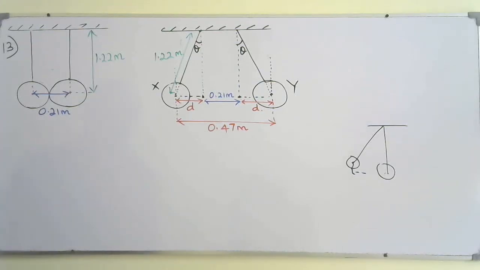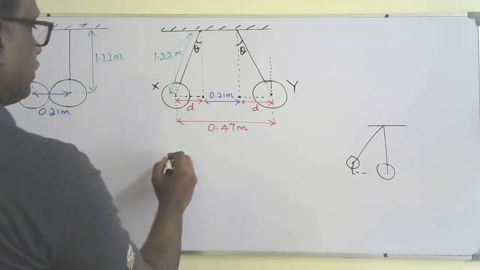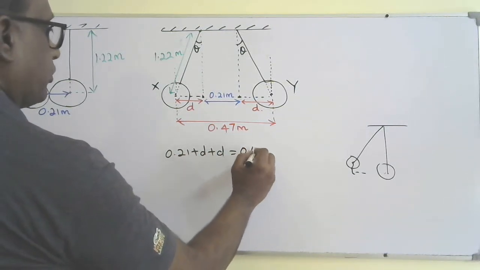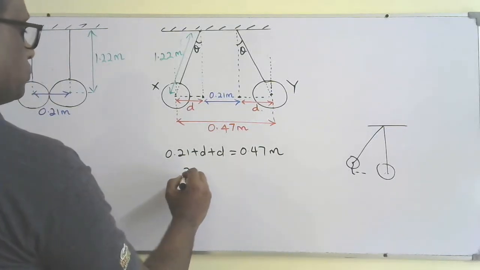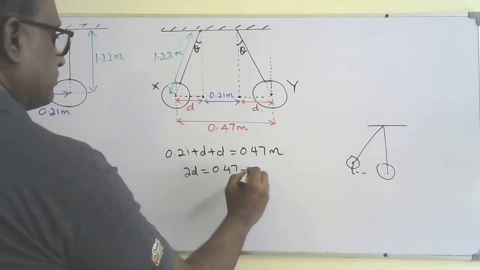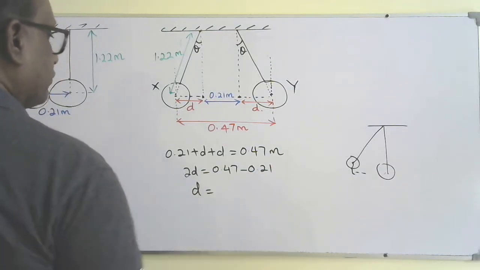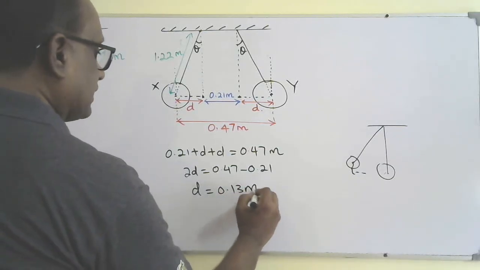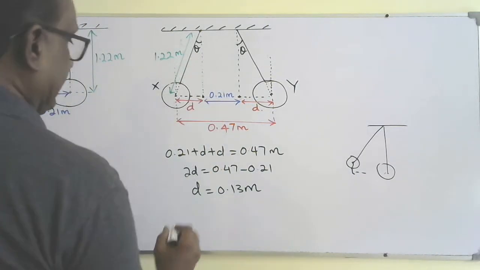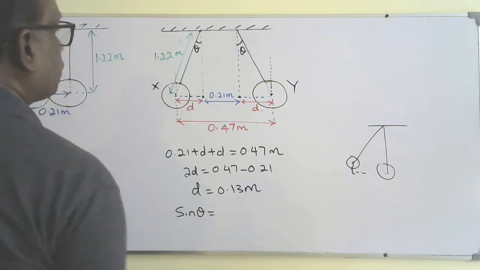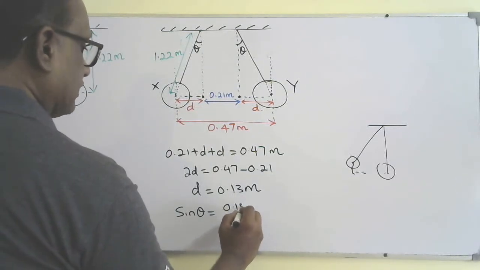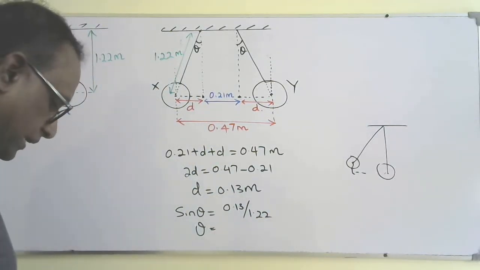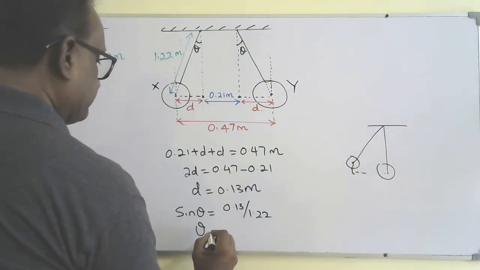Okay, so in that way we can say 0.21 plus D is equal to 0.47 meters. So 2D is equal to 0.47 minus 0.21. So D will be equal to, divide this value by 2, you will get 0.13 meter. So I know the distance D. I need to find theta. So sine theta is equal to opposite D, which is 0.13, over hypotenuse, that is 1.22. Find the theta. That's going to be 6.12 degrees.